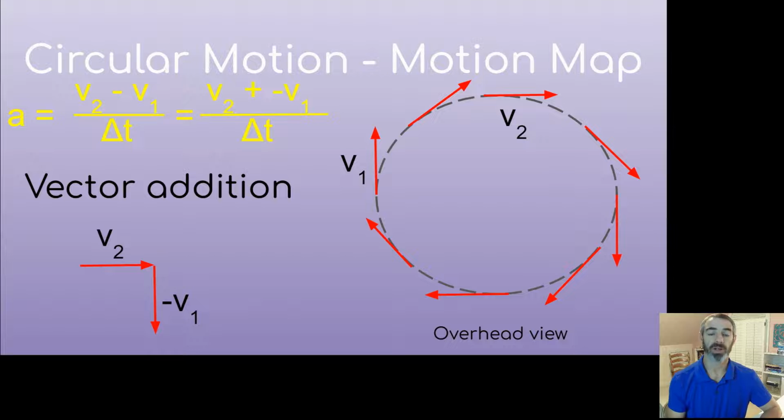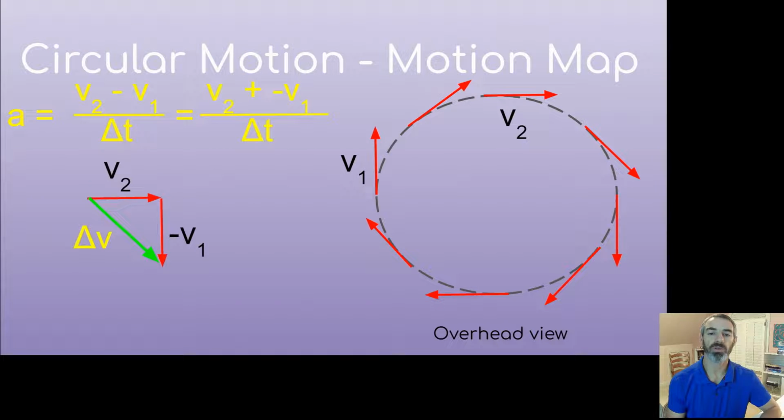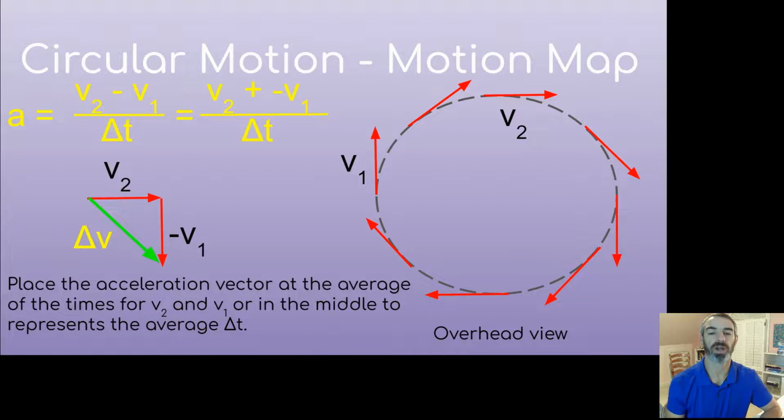The result of adding vectors is called the resultant vector, which is drawn here. You start at the beginning of v2 and go to the end of negative v1, and that represents our change in velocity. Now, acceleration isn't just dependent upon change in velocity, it also depends on change in time. So we're going to use our motion map and place the change in velocity vector over a period of time, at the average of v2 and v1, right in the middle, and that represents our average change in time. So here is our acceleration vector, a change in velocity over a change in time.